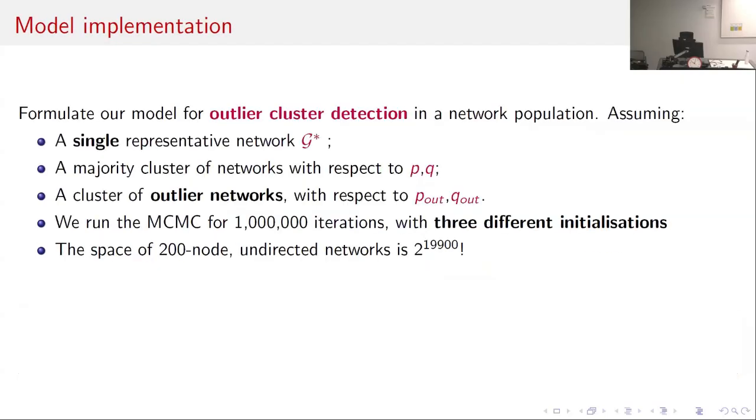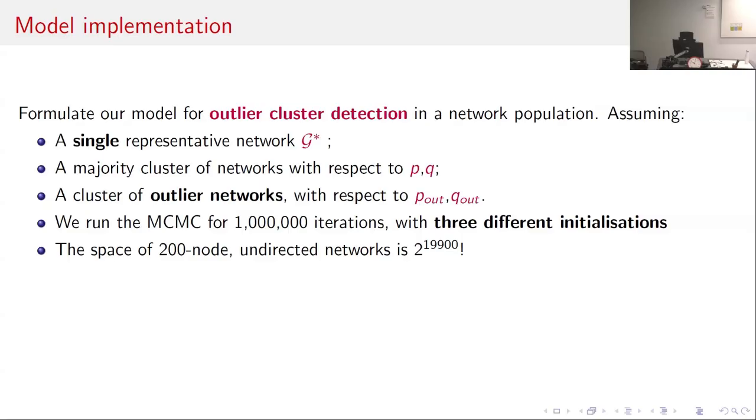So here we are trying ultimately to perform outlier cluster detection. And for that, we just formulated the model a bit differently. So now we assume that we have one representative G star. You have a majority cluster with respect to false positive and false negative probabilities. And then you have another cluster, which is the outlier networks that are far away from this G star network compared to the majority cluster. And we have different false positive and false negative probabilities that depend on the cluster, which is the outlier.